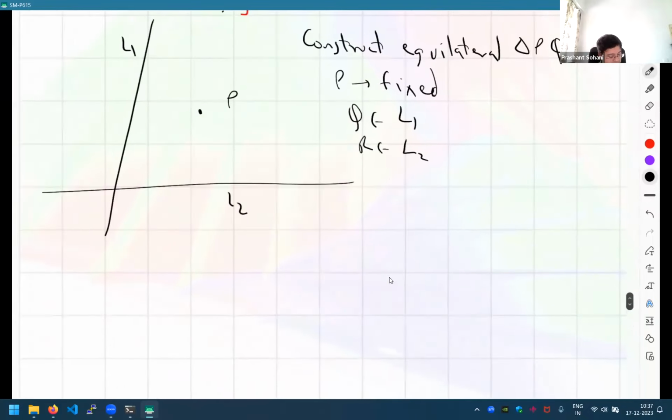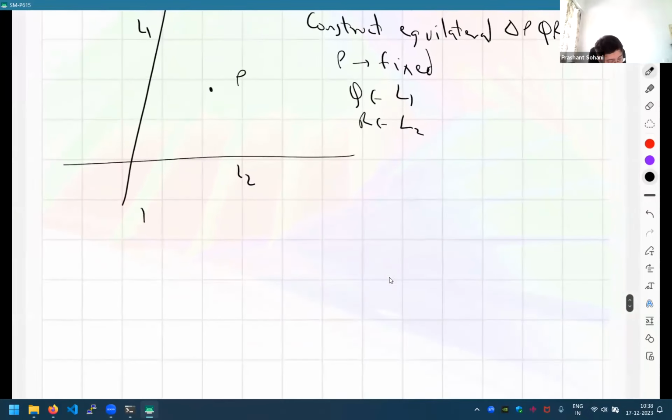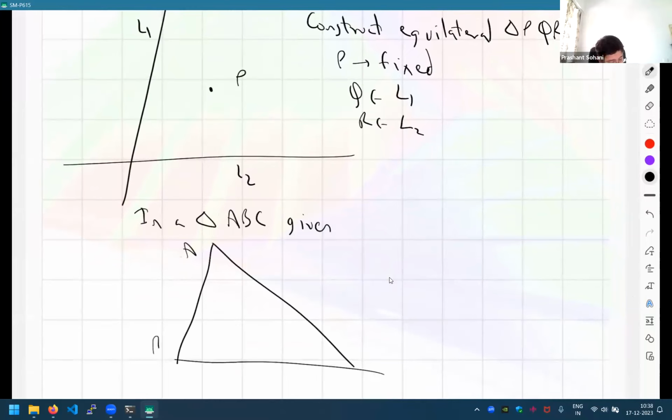A slightly different question can be asked: in a triangle, so triangle ABC is given or fixed. So triangle ABC is fixed. Now inside this triangle, I want to construct an equilateral triangle.